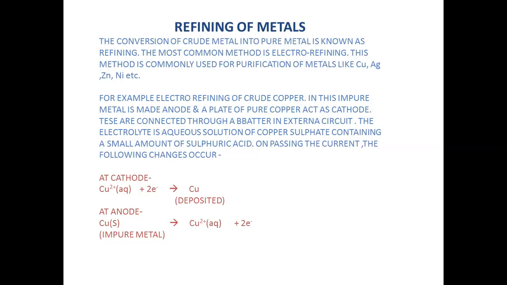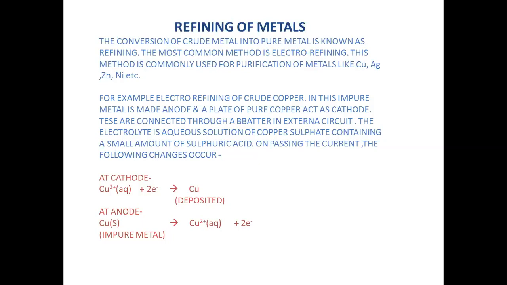For example, electrolytic refining of crude copper. In this, the impure metal is made the anode and the pure metal acts as the cathode. And these are connected through a battery, right students, in an external circuit, and an electrolyte is used for this process. Electrolyte is that substance through which electricity is passed. When electricity is passed, it converts into ions. So the ionic condition is very important for this process. The electrolyte here is copper sulfate, containing a small amount of sulfuric acid. So when the current passes, the following changes occur.